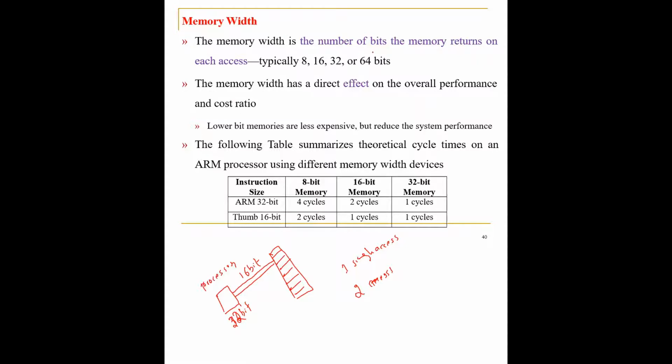The memory width is the number of bits. Memory width is the number of bits the memory retains on each access. The memory width has a direct effect on the overall performance and the cost ratio. Lower bit memories are less expensive but reduce the system performance. The following table summarizes the theoretical cycle time on the ARM processor using different memory width devices.